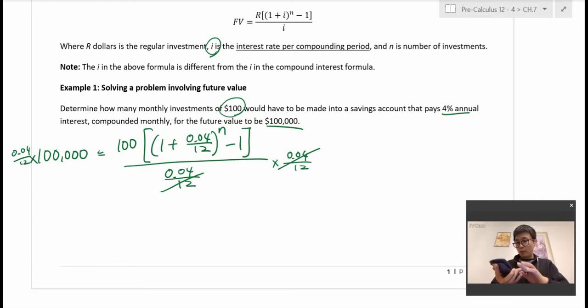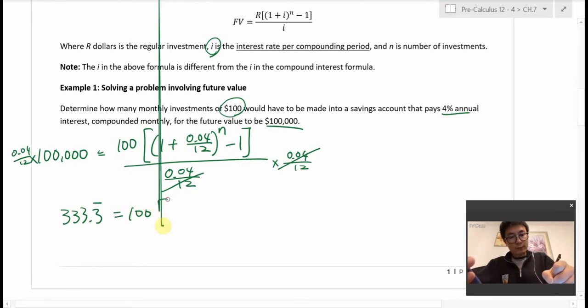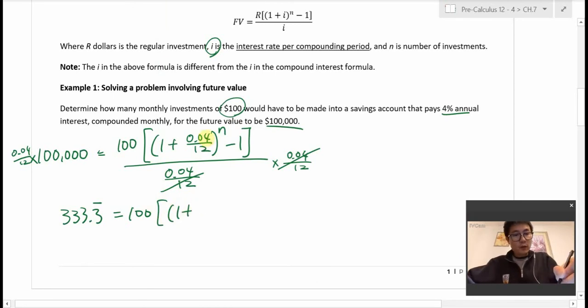0.04 divided by 12. You should get 333.3 repeating equals to 100. Whoa. 100 times 1 plus, what is this? This is 0.003 repeating, I want to say.